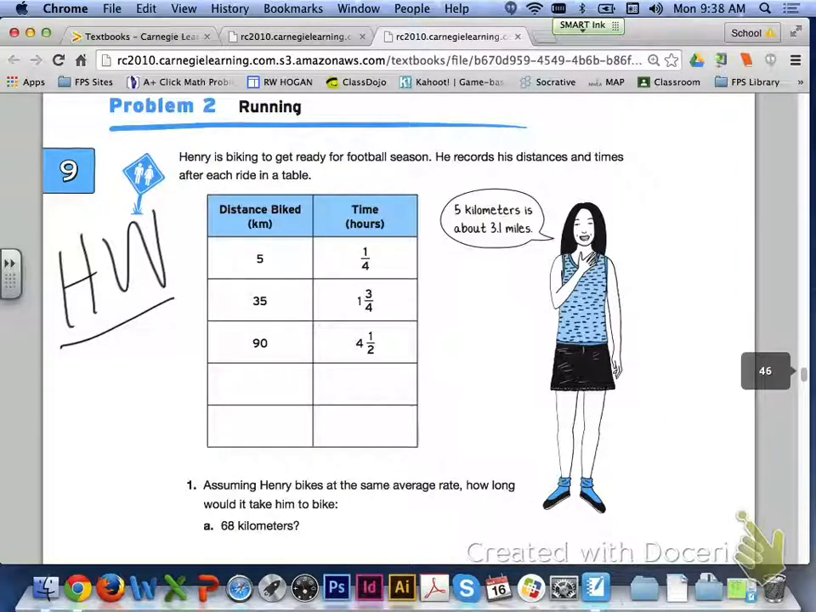That is going to be it for lesson 9.5, using multiple representations to solve problems. Please let me know if you have any questions. Thank you.